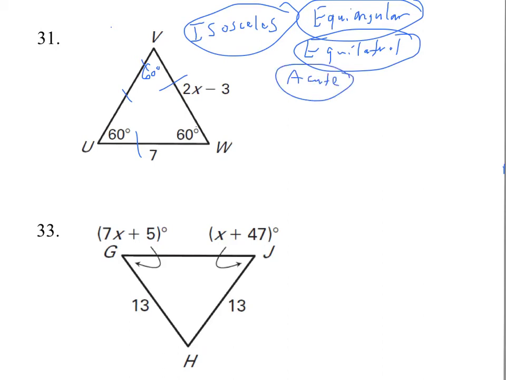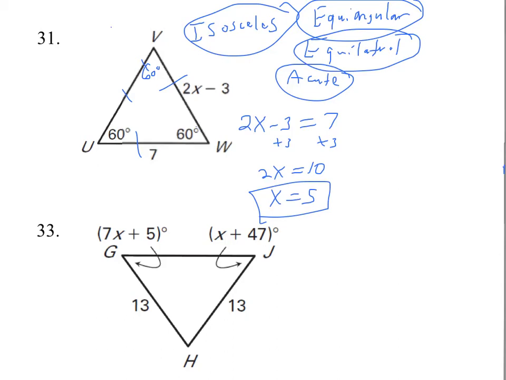We still have to find x, so I'm just going to set 2x minus 3 equal to 7. We'll add 3, and we'll figure out that x equals 5. Okay, so yeah, we didn't know it from the beginning, but we figured out that that's an equilateral, equiangular, isosceles, acute triangle, and that x equals 5.